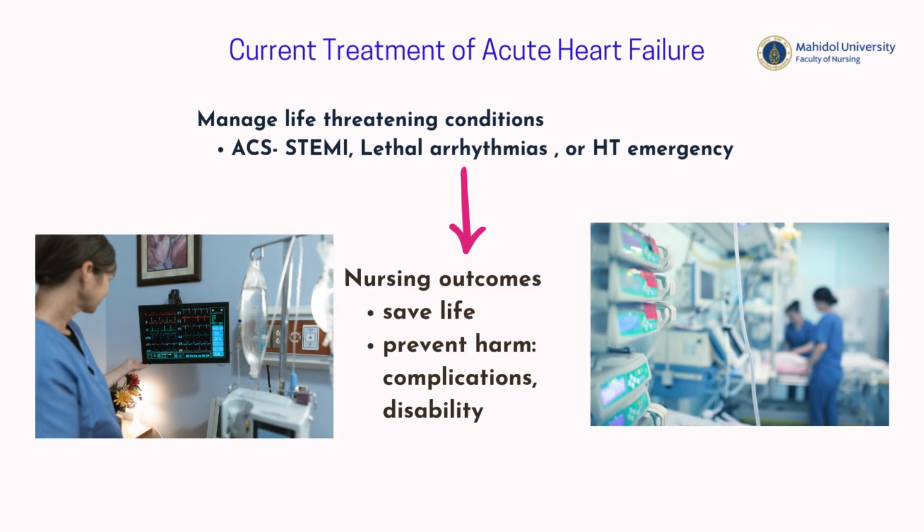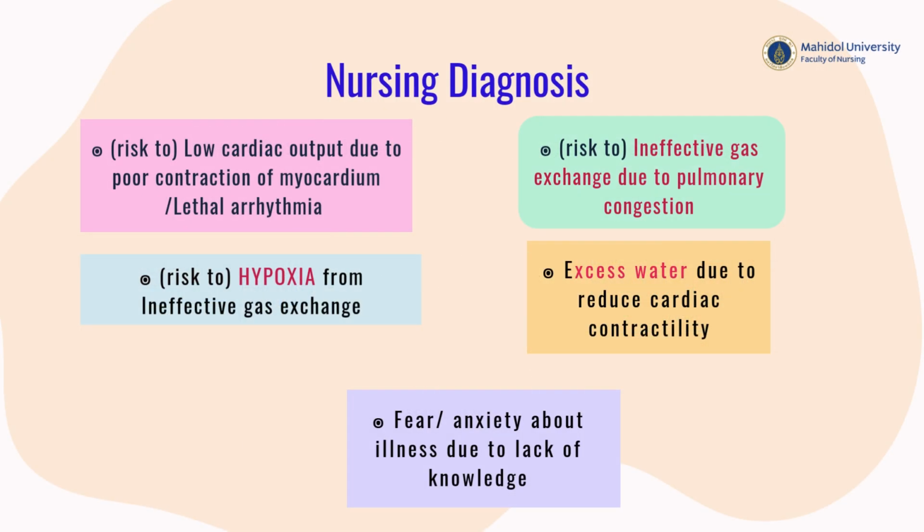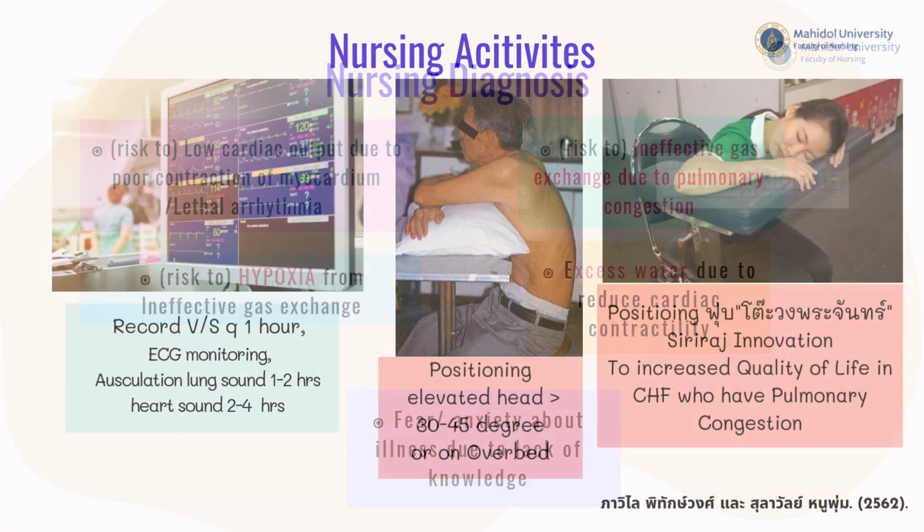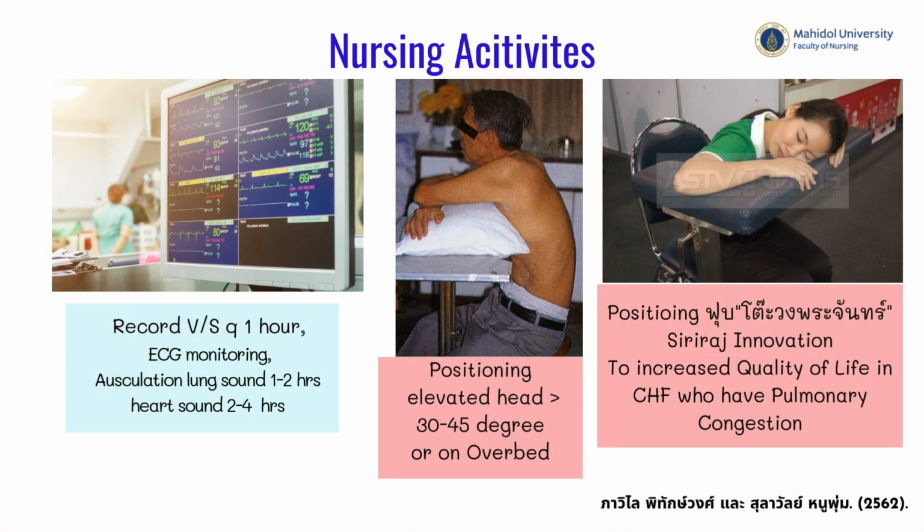After maintaining sufficient hemodynamics, the cause is corrected and the triggers are controlled, such as coronary angioplasty in acute coronary syndrome, with the outcome monitored, i.e., life-saving, preventing complications and disability. The important nursing diagnoses include risk for low cardiac output, ineffective gas exchange, hypoxia, excess water and psychological problems. Emphasis is on monitoring complications by monitoring vital signs.